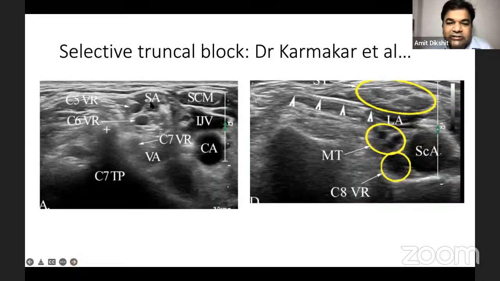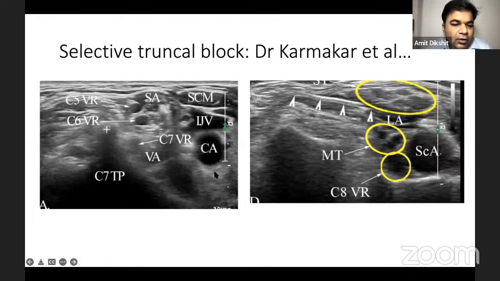Around C5, C6, we can just go paraplexus, mainly on the scalenus medius side, so that we are away from the phrenic, and we deposit very low volume, around 5 or 6 ml, not more than 10 ml. And this will serve the purpose. It will not cause any hoarseness, Horner's, or any other untoward complications. So we are free from complications of interscalene block.